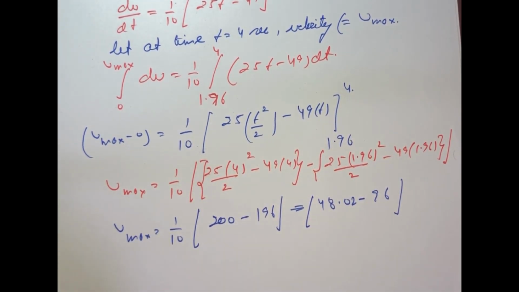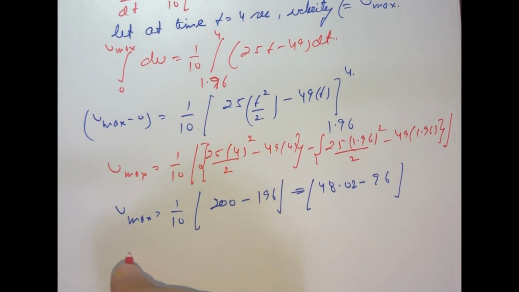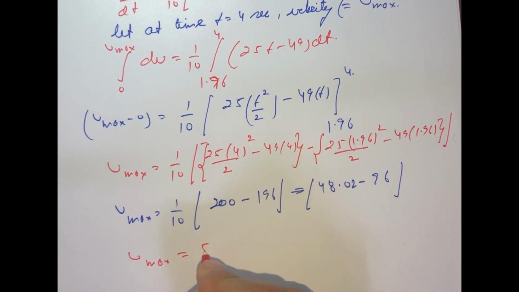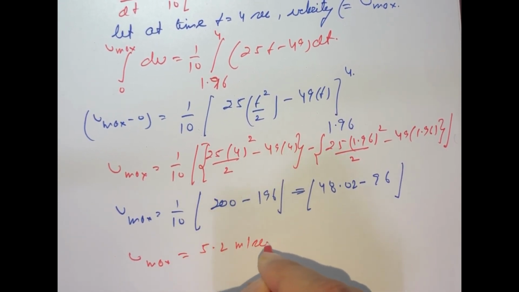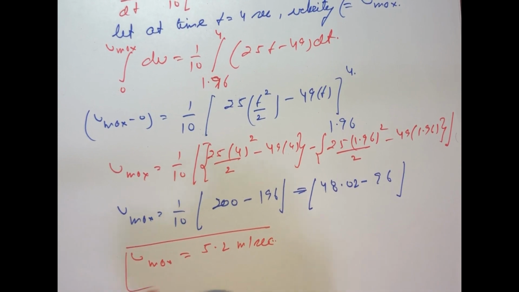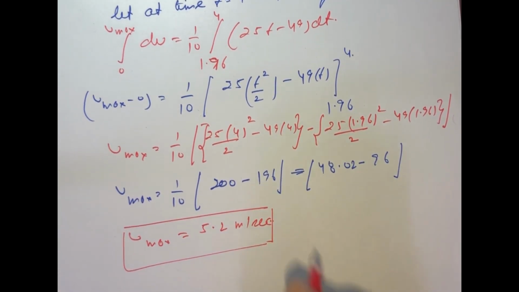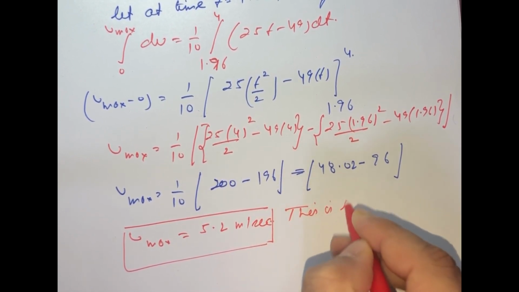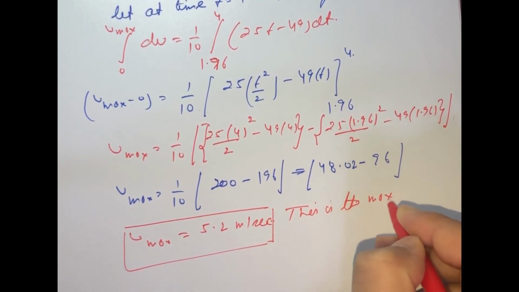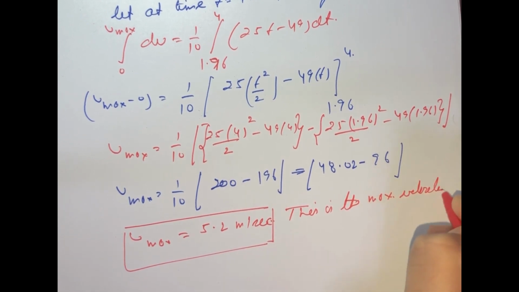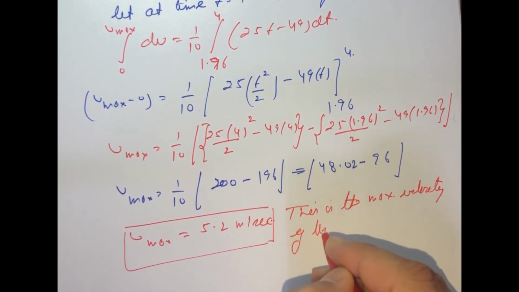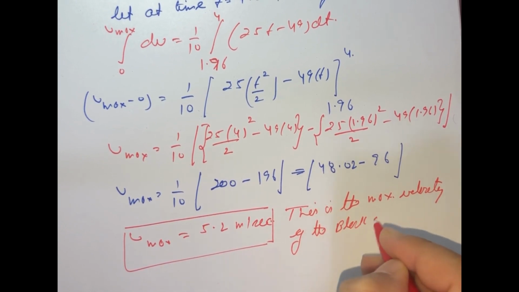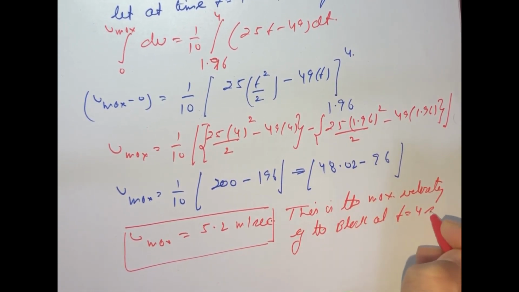So from here you can directly write it as Vmax will be equal to 5.2 meter per second. Okay, so this is the maximum velocity at t is equal to 4 seconds. This is the maximum velocity of the block at t is equal to 4 seconds.